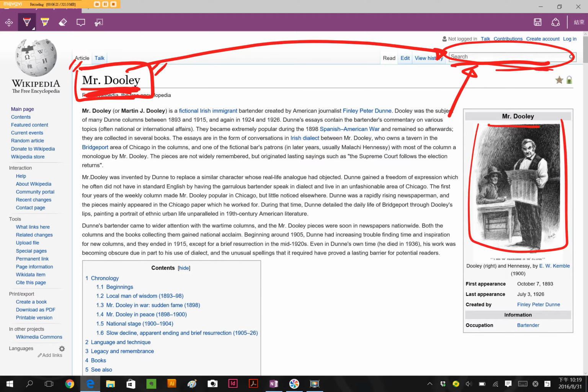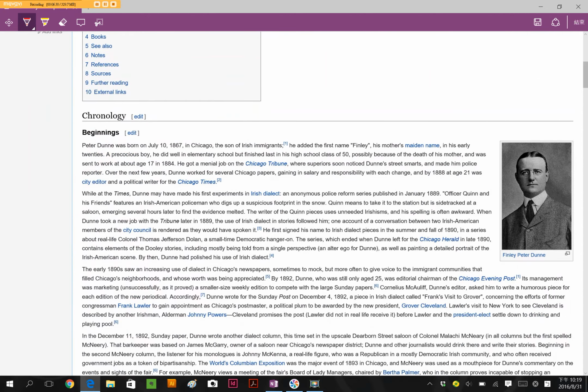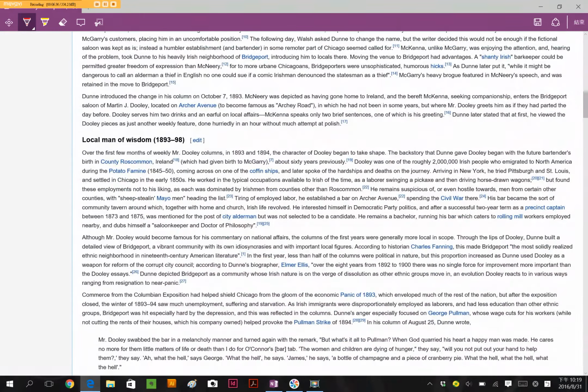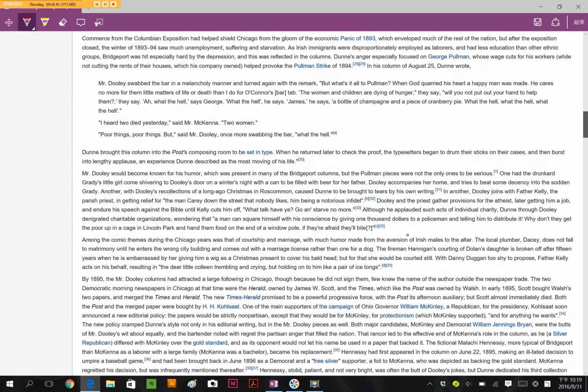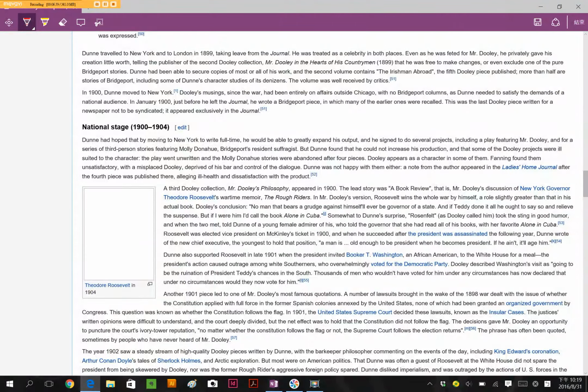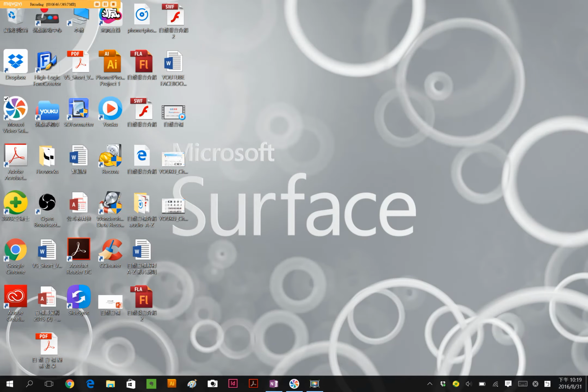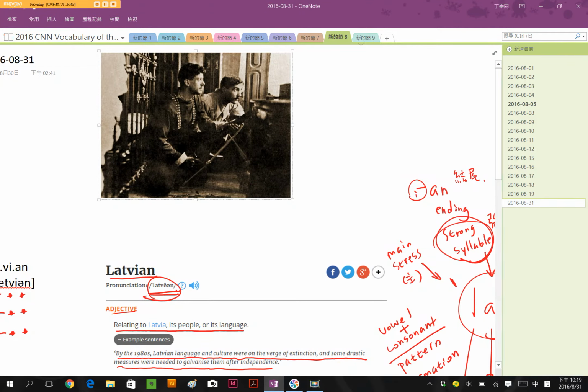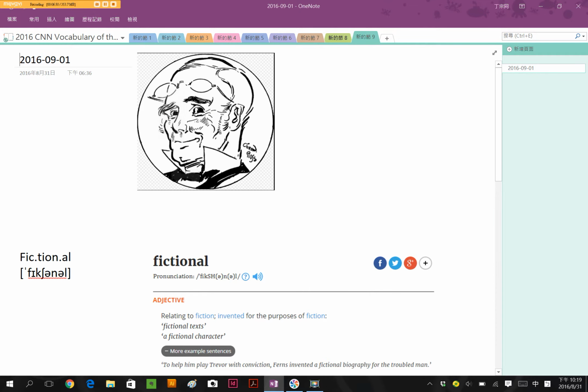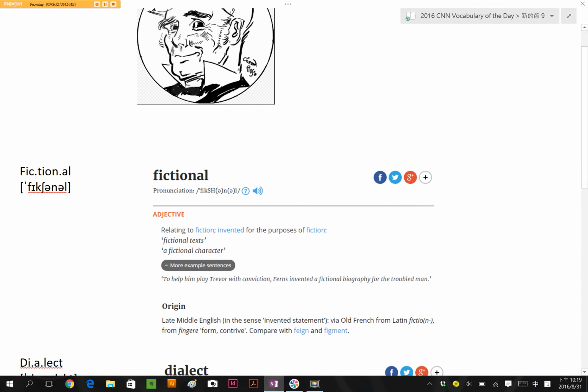Okay, you can see here is the preview. The images from Wikipedia show how Mr. Dooley looks, and we have the beginning of his story, and if you keep on reading, you can find a lot of information. Okay, if you want, you can find this great article. Now let's jump onto the vocabulary notes from today that I have prepared for you to study.